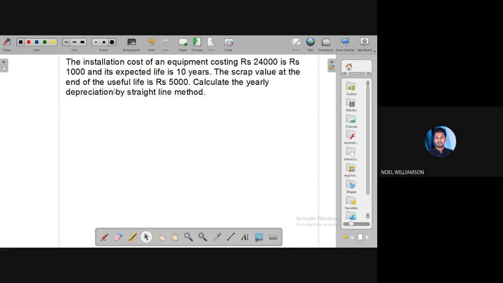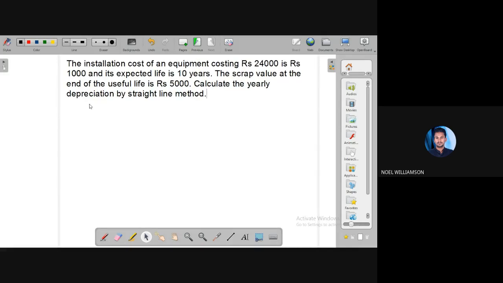So this is the question. Here the installation cost is given for the product, with the initial cost of 24,000, and the installation cost given as 1,000 rupees. Then the expected life, that is the useful life, is 10 years, capital N is given. The scrap value at the end of the useful life, S, is given. So directly you can calculate the yearly depreciation by straight line method.